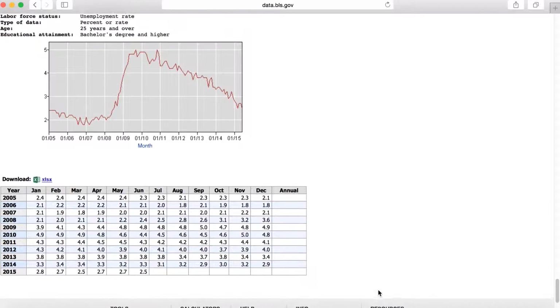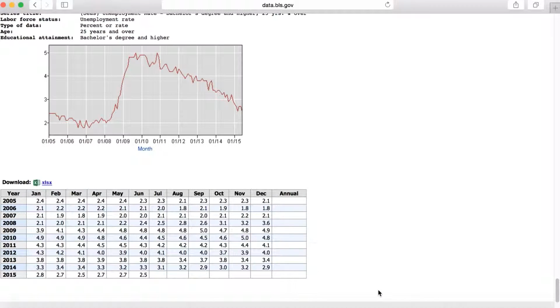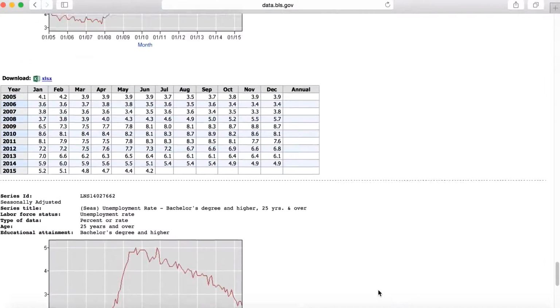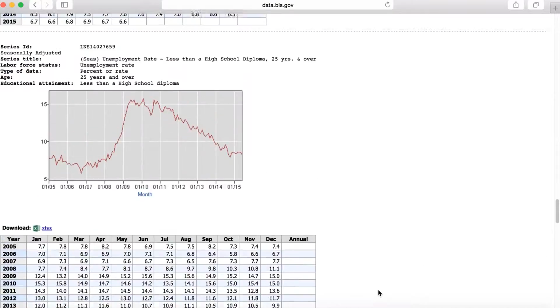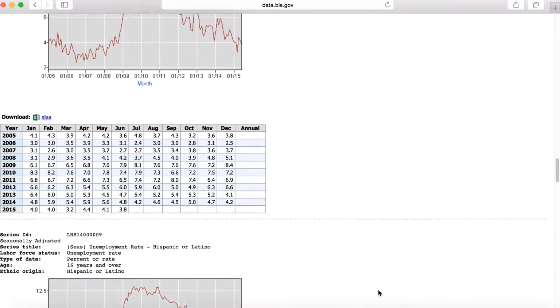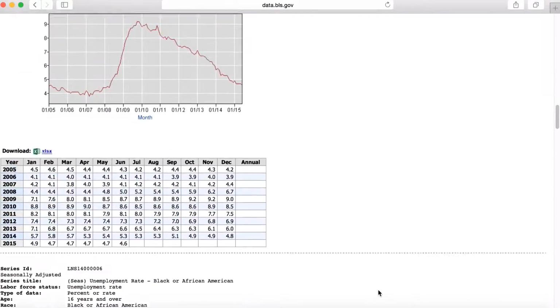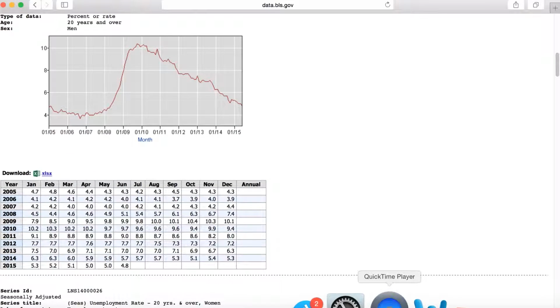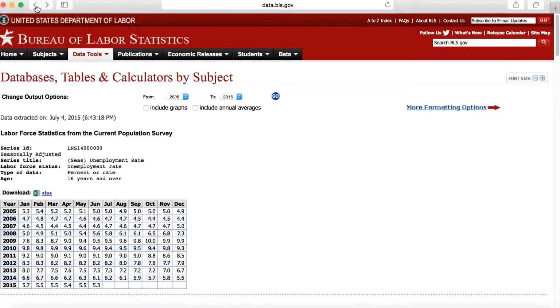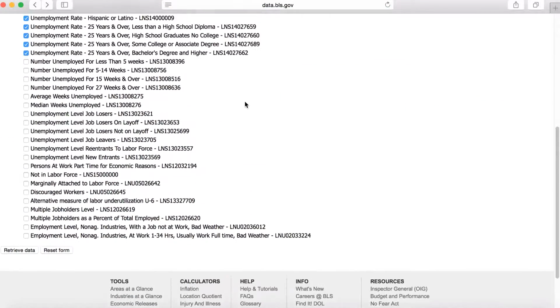So this data, hopefully, again, will help you guys want to finish your education, but it gives us a great starting point on how to compare unemployment rates across races, across education levels, across genders. And if you go back one page, all the way back, you'll see that it has so many different things that you can look at.